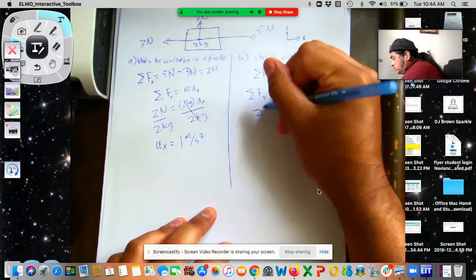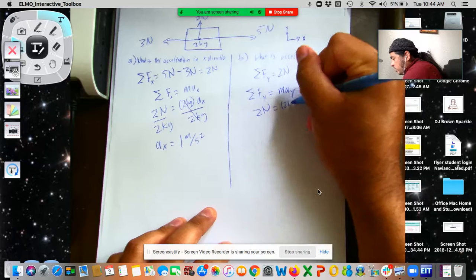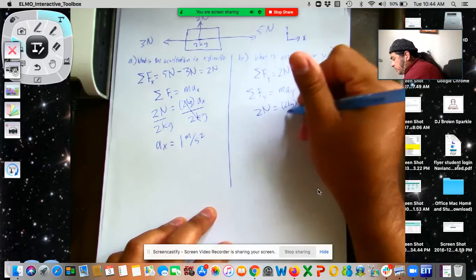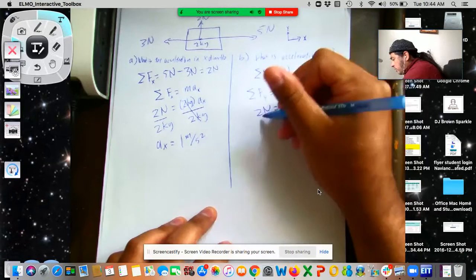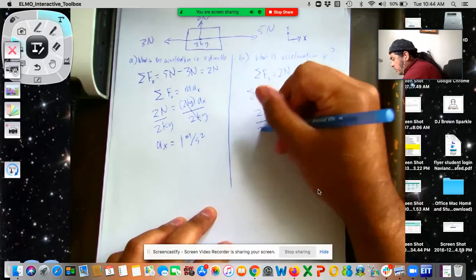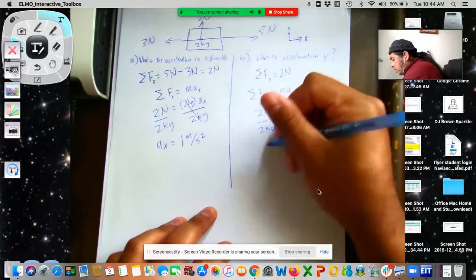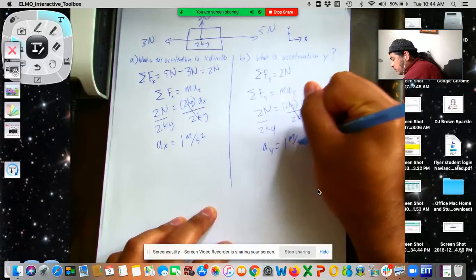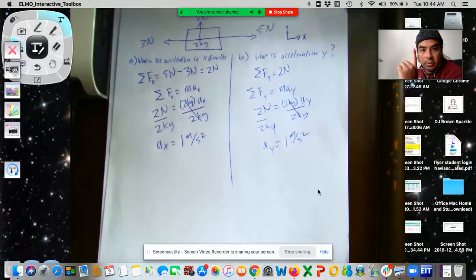So 2 newtons is equal to, the mass is still 2 kilograms, and we don't know the acceleration in the y. So we're going to divide both sides by 2. Pretty much the same thing. It's kind of convenient. What we get here is, this goes bye-bye, and our acceleration in the y is once again 1 meter per second squared. And what we have here is the acceleration of 1 meter per second squared in the y and 1 meter per second squared in the x.